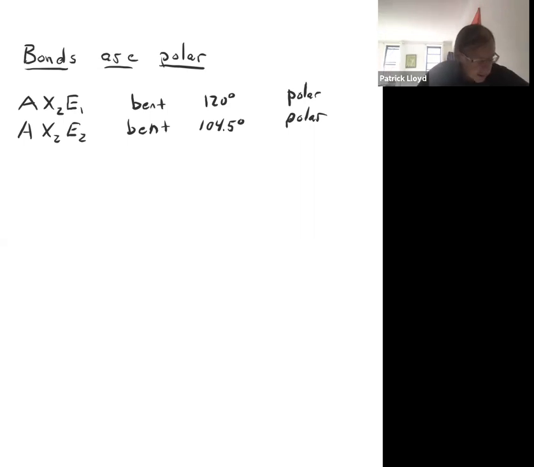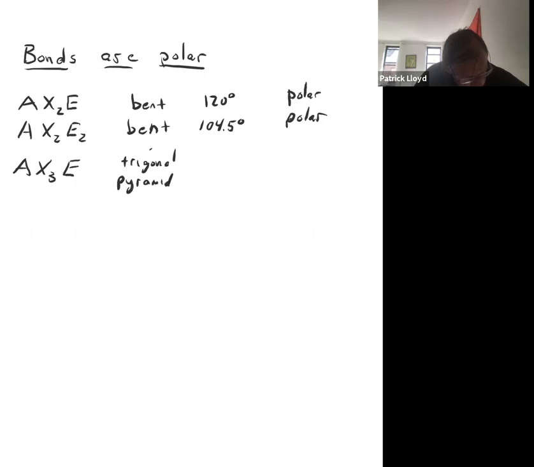Okay. The next one was AX3E. Ooh, I don't need to put a 1 there. Usually the notation is just put E. You don't put E1. Okay. This one was our trigonal pyramidal. Sometimes you put an AL at the end, sometimes you don't. This was 107 degrees. And this one's going to be polar. Okay, so that one is also polar.